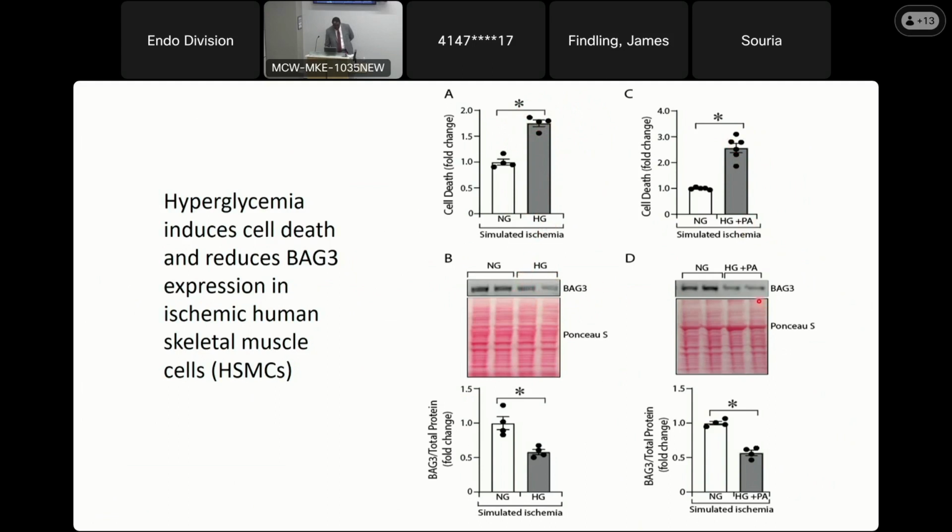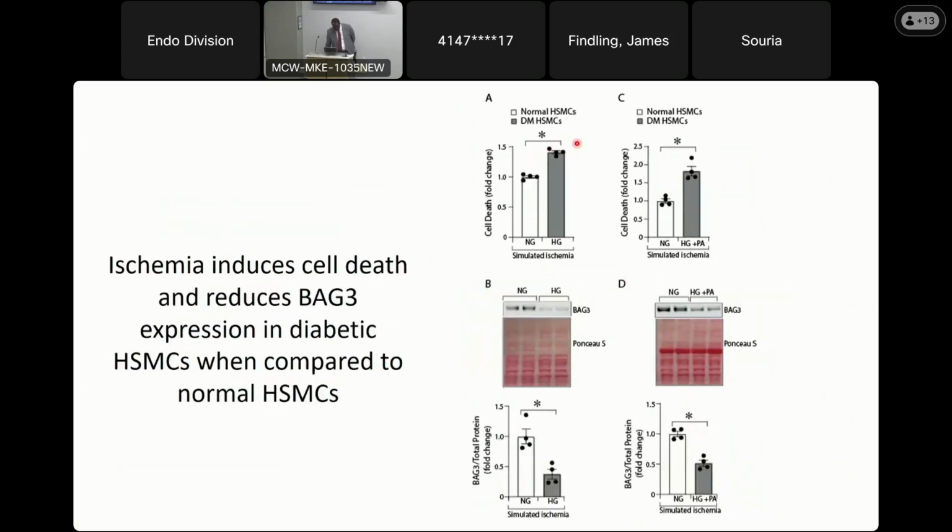BAG3 expression, as quantified here, suggesting that high glucose or high glucose plus palmitic acid impacts BAG3 expression in ischemia and contributes to increased death of the skeletal muscle cells.